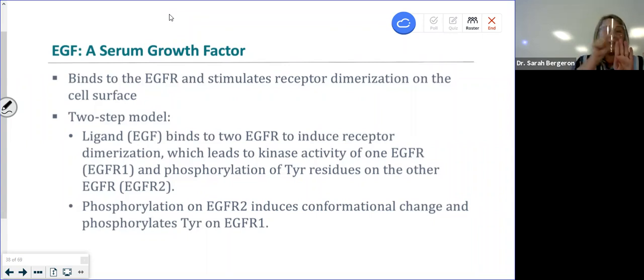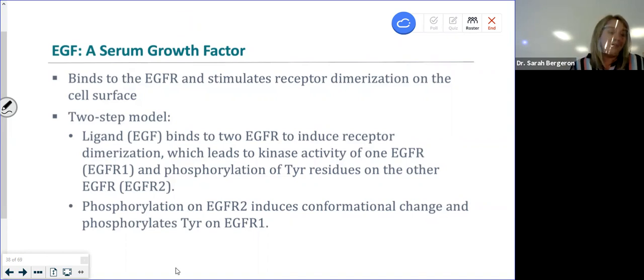So one of them does it to the other. Now, once that second receptor is phosphorylated, it becomes active. And it can then go in and phosphorylate the first receptor. So we see it in a stepwise fashion. And each of these events, ligand binding, dimerization, phosphorylation of the first, phosphorylation of the second receptor, then phosphorylation of the first receptor, all lead to conformational changes that are required for the next step.